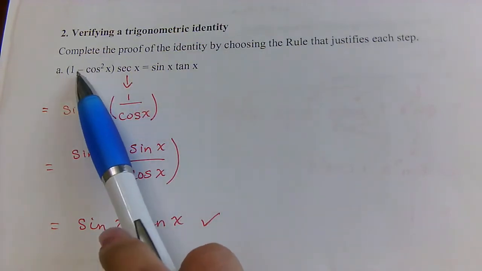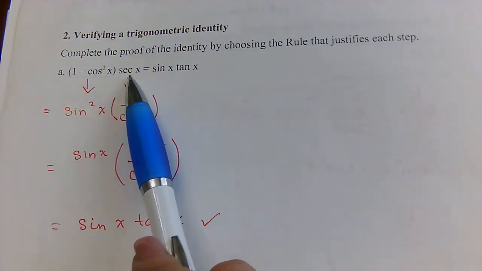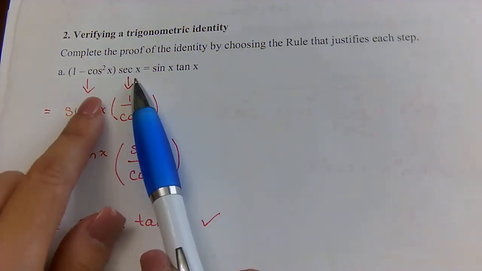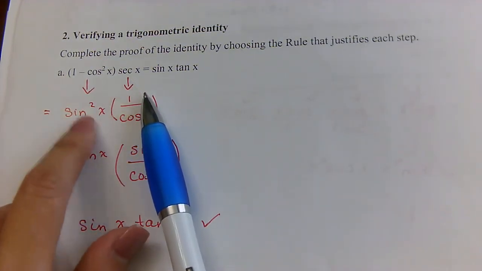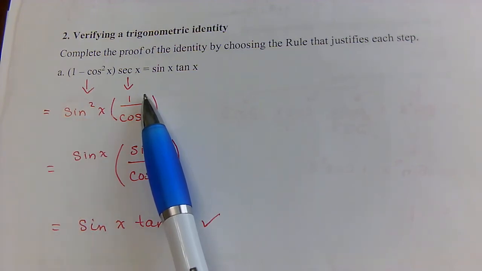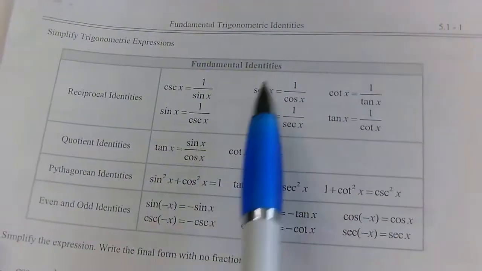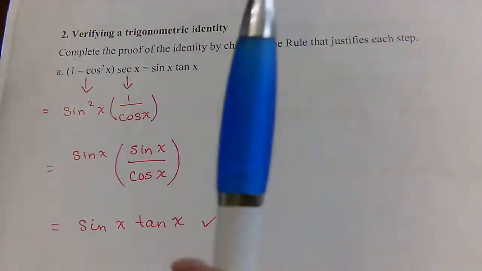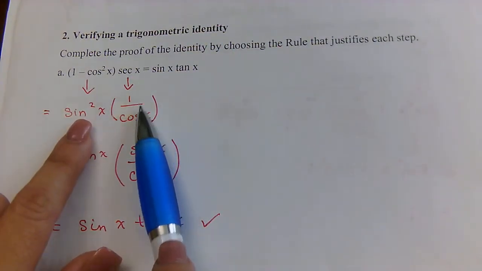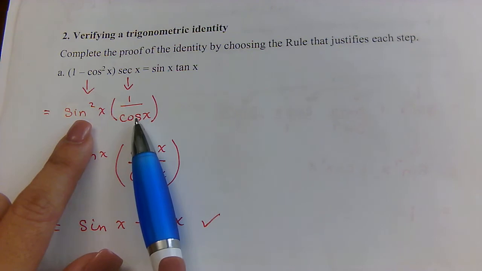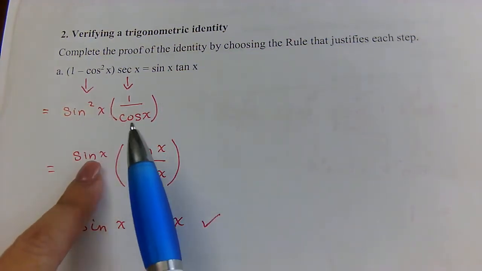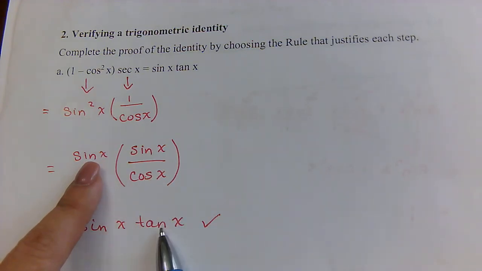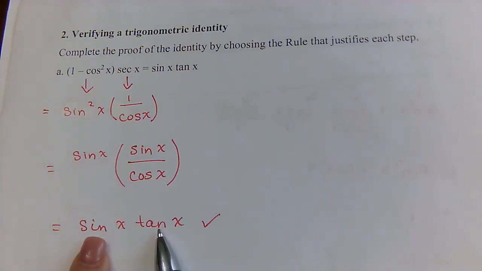Remember, when you're verifying, you want to make sure that this side of the equation is equal to this. Always work on this side of the equation. So 1 minus cosine squared is sine squared. Remember, you need to know these identities. Okay, 1 minus sine squared is cosine squared. Then secant is the same thing as 1 over cosine. I can break them up, sine times sine over cosine, and sine over cosine is the same thing as tangent, and I just brought that sine here.